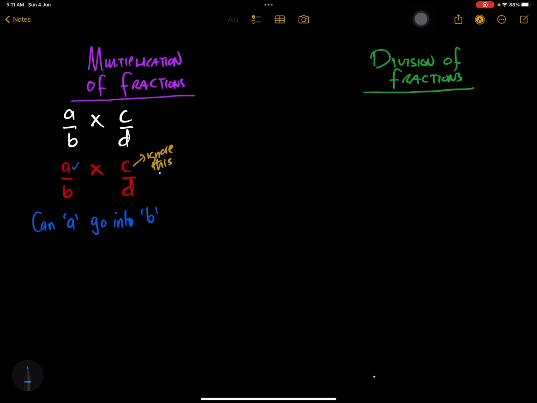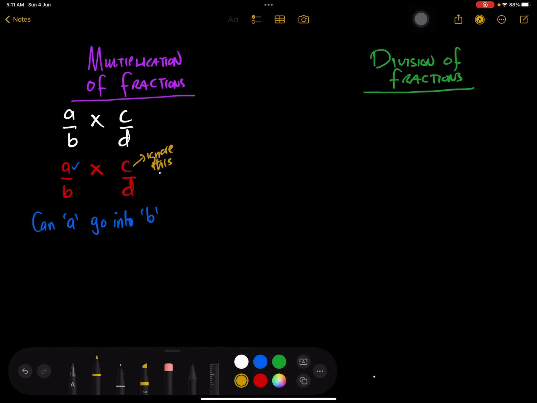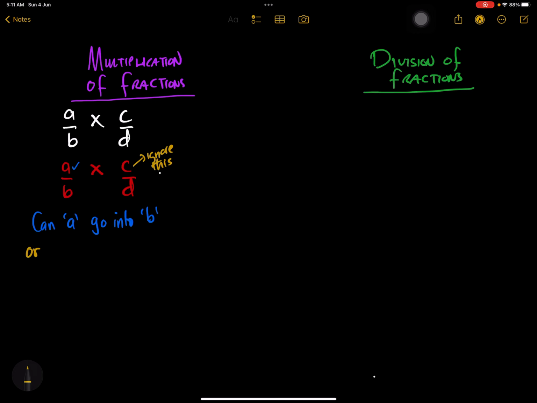Does a have any common factor with b? Or can the same a go into d? Can it go into d? So that we can be able to simplify terms.